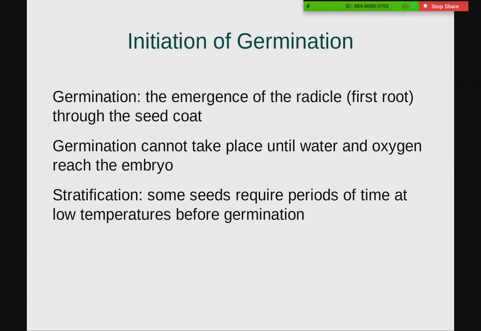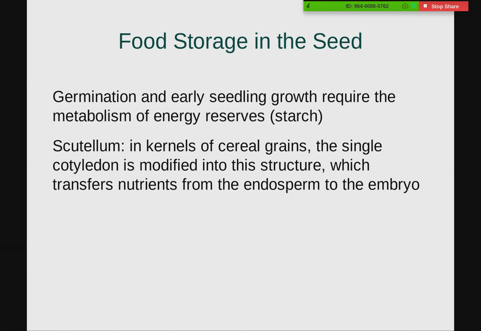Now, you might ask yourself, how does a seed know when to germinate? Well, the emergence of the first root, which we call the radicle, is actually just piercing the seed coat. And germination itself, as we've discussed, cannot take place until oxygen and water reach the embryo. Now, some seeds have this process called stratification that requires periods of time at low temperatures before germination. So many agriculturally viable plants, like wheat, for instance, require a very cold temperature for the seeds to actually germinate. But seeds store food, and germination and early seedling growth does require the metabolism of energy reserves inside the seed. And this is principally as starch.